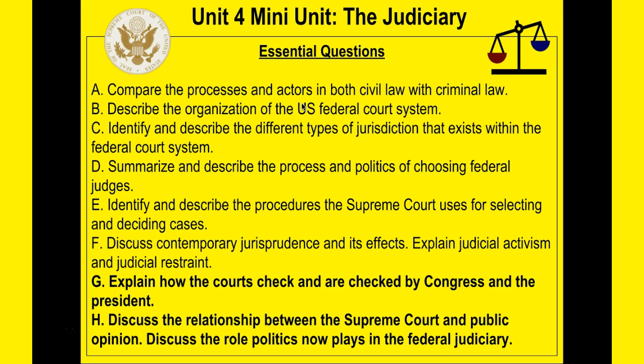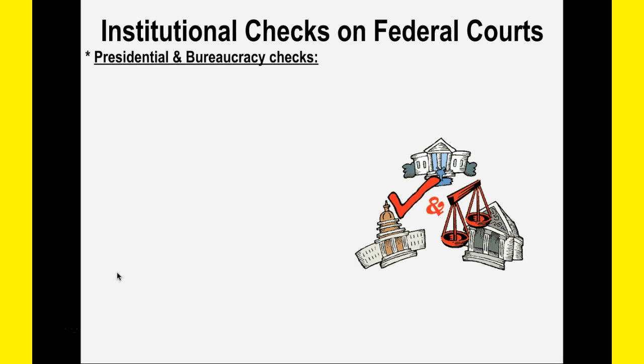All right, so if you've been with me throughout this unit, we've been looking at these essential questions, and in this short little video, we're going to focus on the essential question G. We're going to look at how the courts check and are checked by Congress and the President. More focused on how they are checked rather than how they do the checking. And then we're going to look at the relationship between the court and public opinion and how politics can play a little bit of a role when it comes to the federal judiciary.